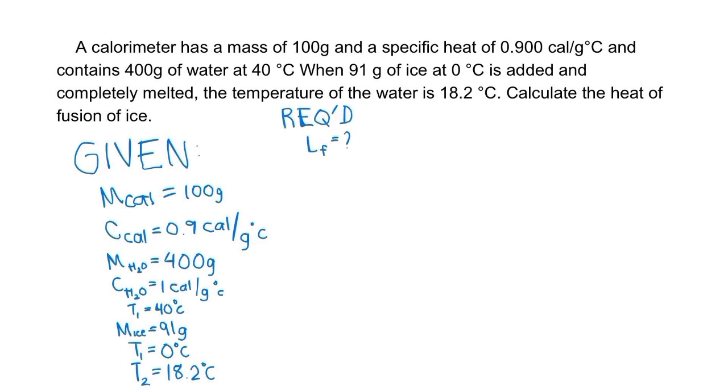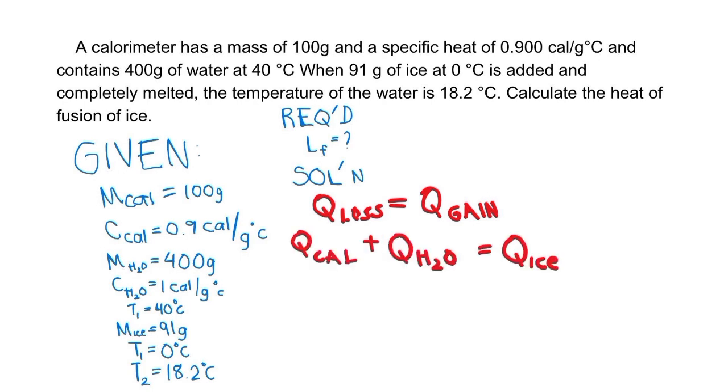To calculate the heat of fusion of ice, we first need to recognize that energy is conserved in the system. This means that the heat lost by the calorimeter and water is equal to the heat gained by the ice as it melts. We can express this mathematically using the equation heat loss equals heat gain.